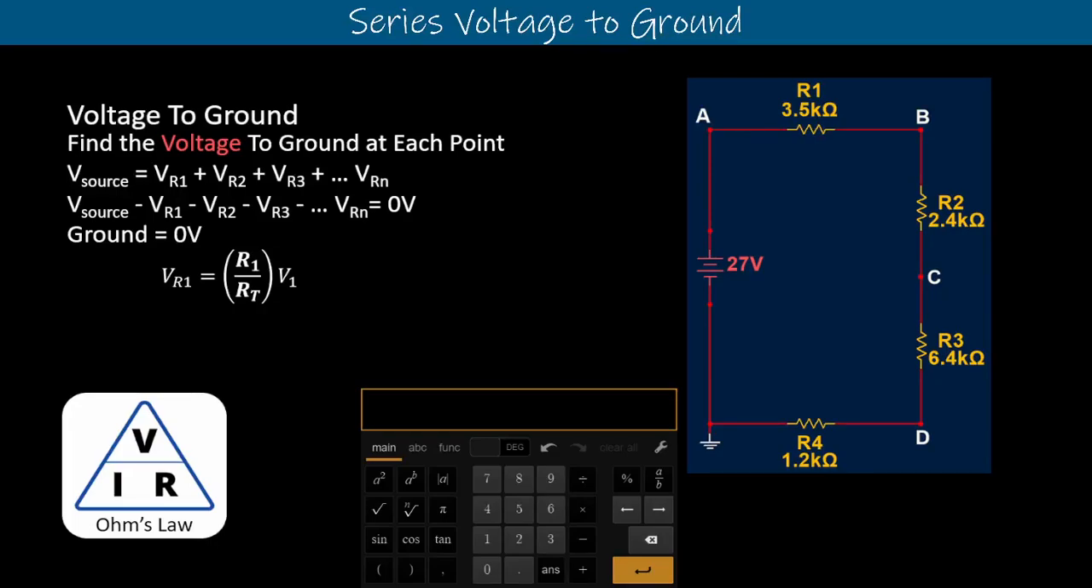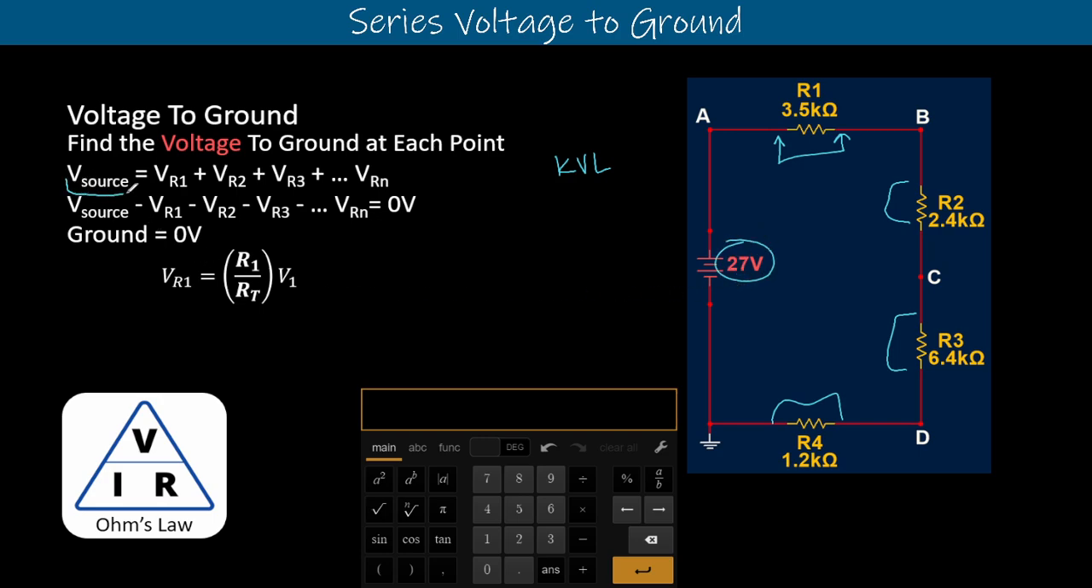Hello and welcome. In this video, we're going to discuss voltage to ground. Voltage to ground is a little bit different than voltage drops, but they include each other. So we know that KVL, Kirchhoff's voltage law, states that we will have a voltage drop across each one of our resistors, and all of those voltage drops will add together to equal 27 volts.